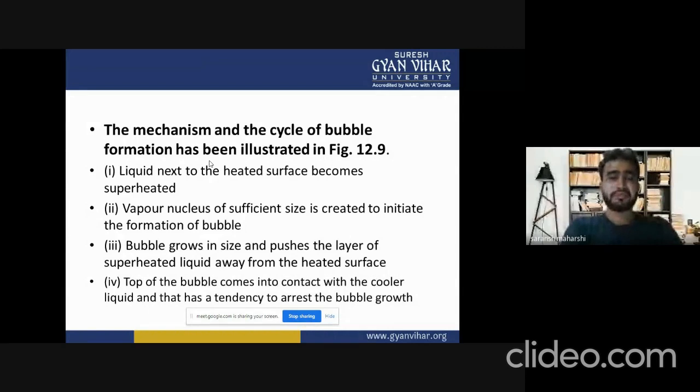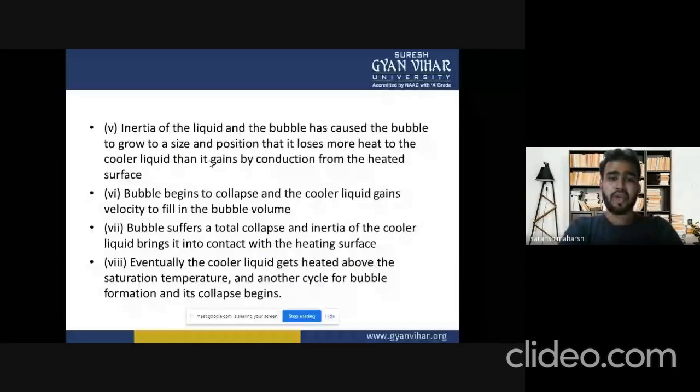Next, the inertia of the liquid causes the bubble to grow to a size and position that leads to the loss of more heat to the cooler liquid than comes by conduction from the surface. Next, the bubble begins to collapse and the cooler liquid gains velocity. When the bubble totally collapses, the inertia of the cooler liquid brings it in contact with the heating interface. Eventually, the cooler liquid gets heated above the saturation temperature and another cycle of bubble formation and collapse begins.